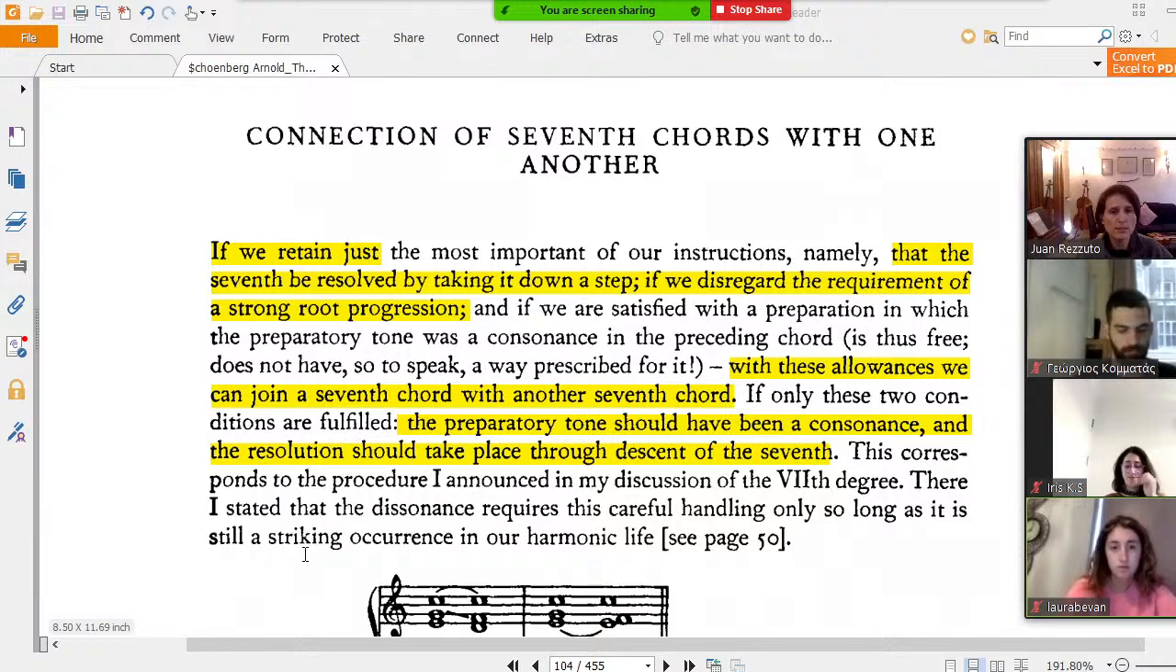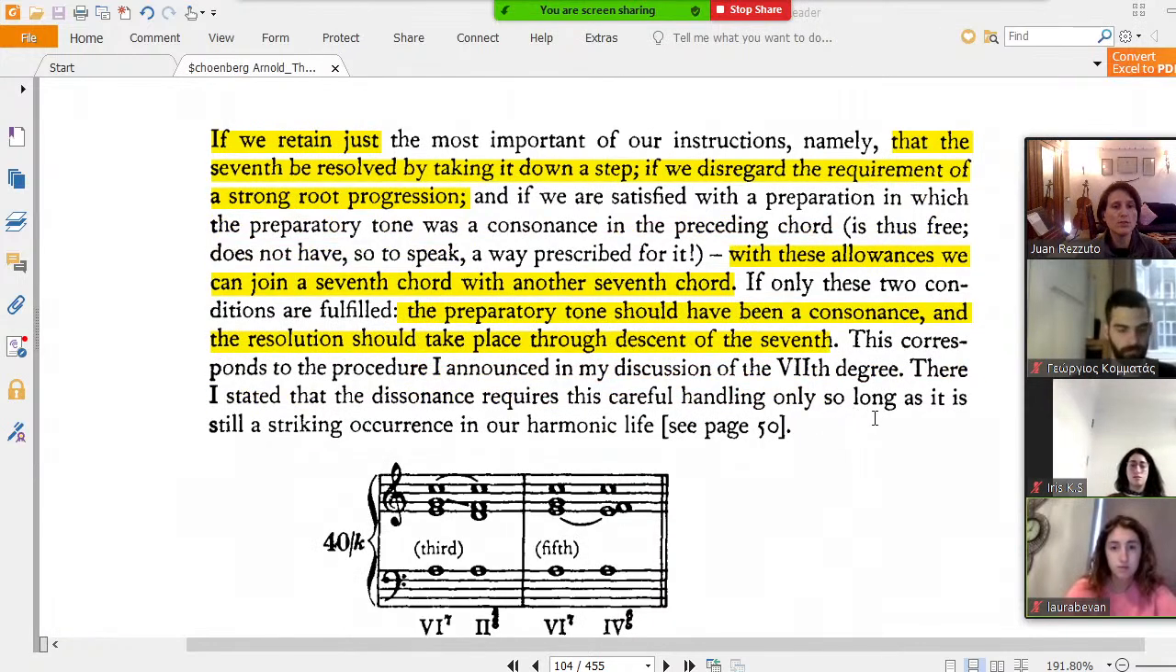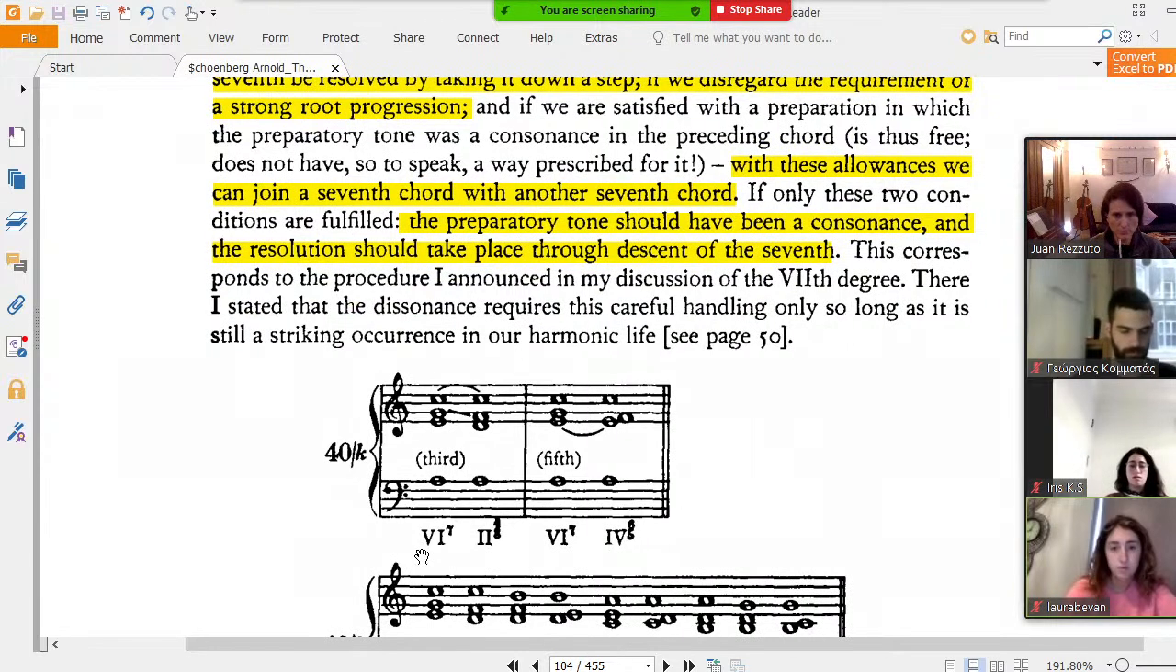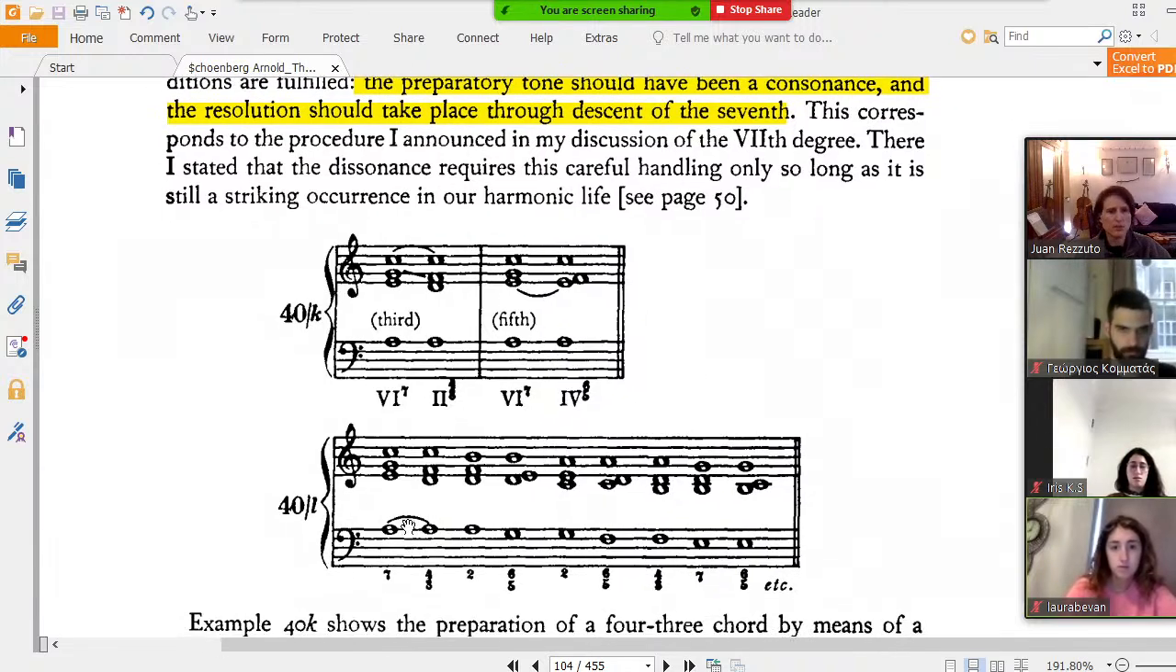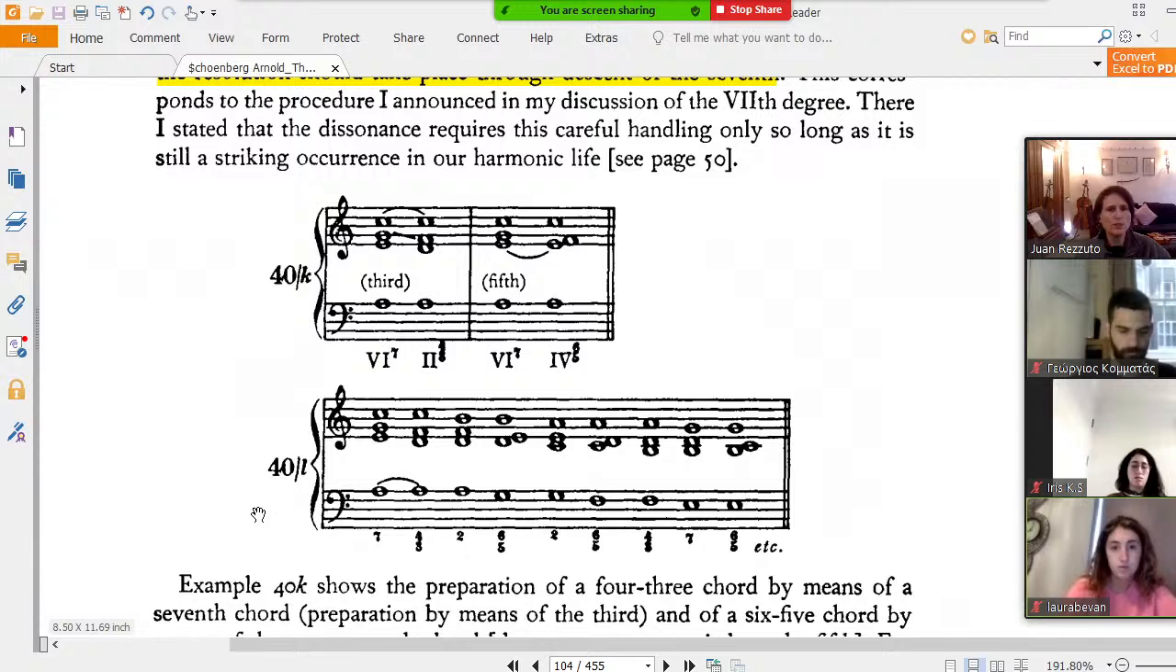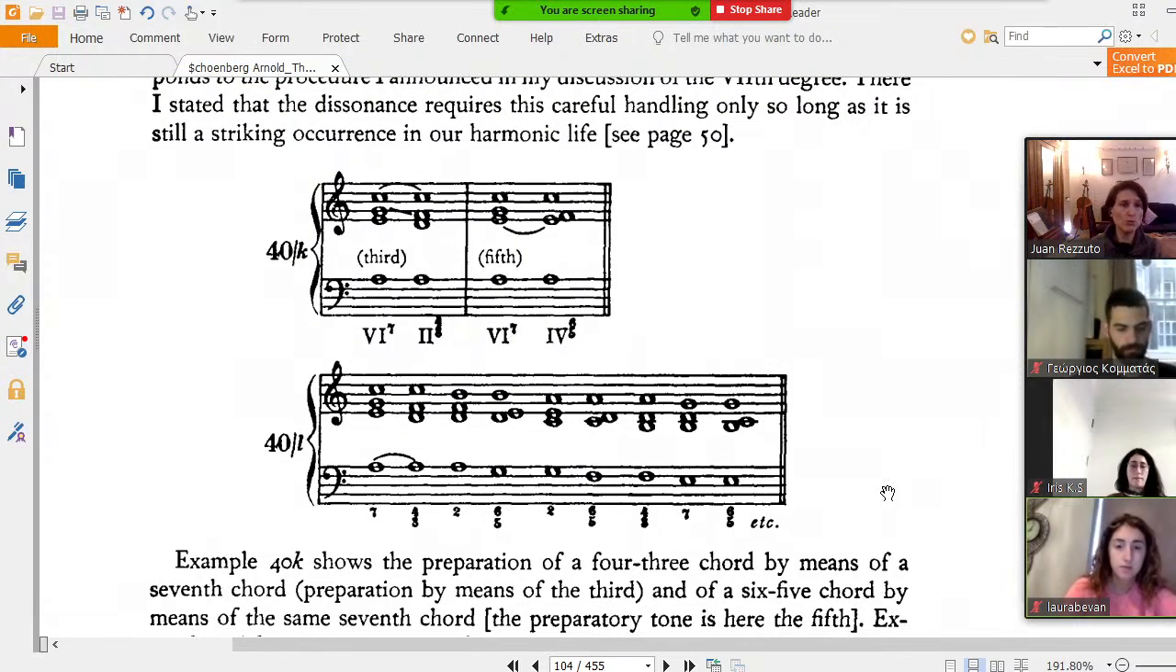This corresponds to the procedure I announced in my discussion of the seventh degree. There I stated that the dissonance requires this careful handling only so long as it is still a striking occurrence in our harmonic life. So if you have here, you have many examples, you can see them all, yes? Now, if you notice very quickly, you have the 7-4-3, the 2-6-5, the 2-6-5-4-3, 6-7, but overall, he uses this to have a very smooth line between the voices.